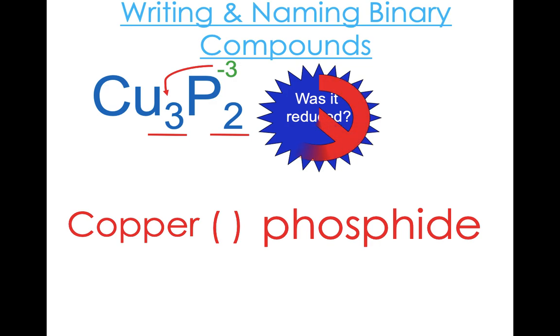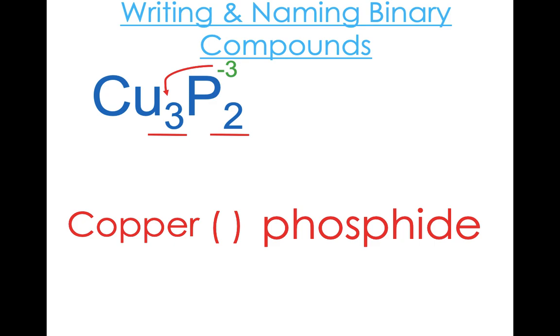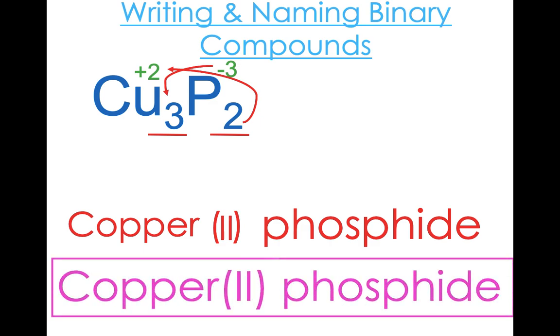If phosphorus originally was a -3, and we see a 3 next to the copper, was this reduced? And the answer is no. It was not reduced. So all we need to do now is take a look at what was next to the copper, reverse that back up, and know that our original charge on the copper was a +2, which makes this copper 2. So our final name for this formula is copper 2 phosphide.